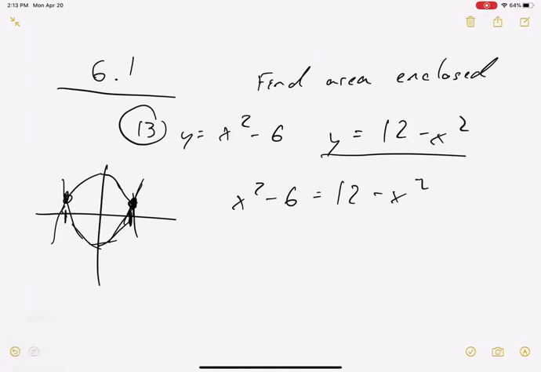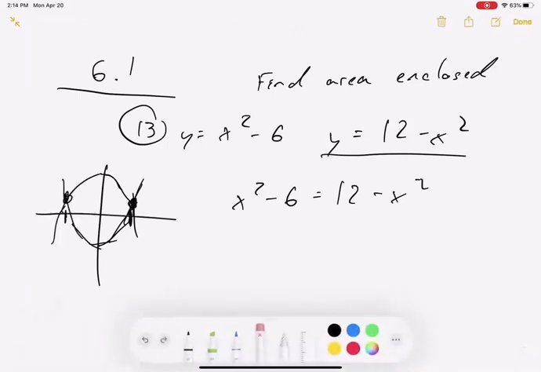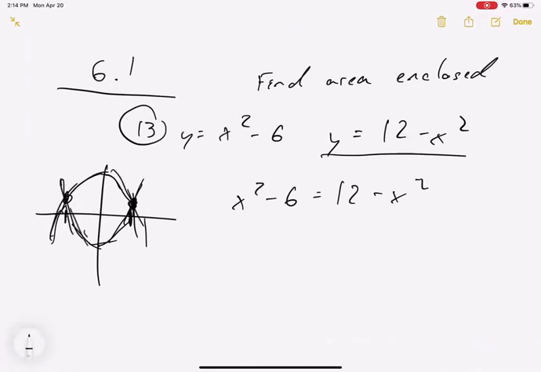Find the area enclosed between these two curves: y equals x squared minus 6 and y equals 12 minus x squared. My one suggestion that I want to reiterate is to always try and give a rough drawing of these curves just to get an idea of what they look like. So I draw 12 minus x squared and I get this downward facing parabola. I do x squared minus 6 and I get this upward facing parabola.